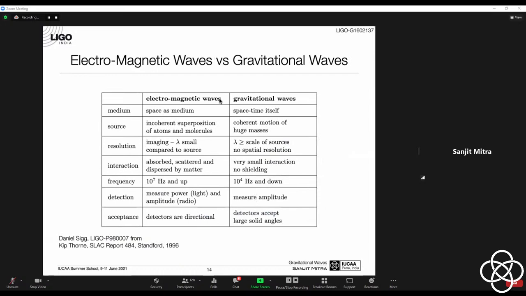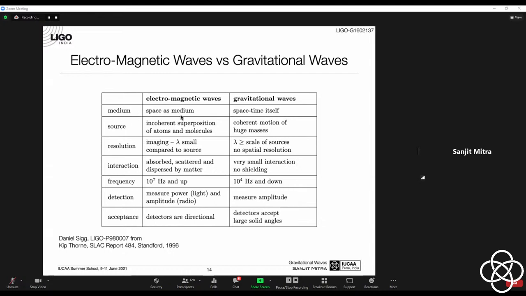Now, these are some comparisons between electromagnetic waves and gravitational waves. Basically, this will clear things up, because gravitational waves are new to most people. You will have a better feel for them with this. These are not mathematically rigorous comparisons. This was done by Kip Thorne at some point, but it will give you some idea.